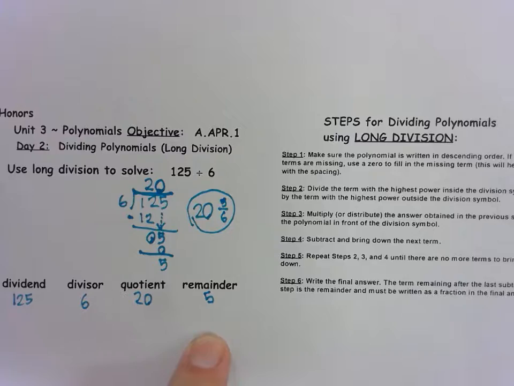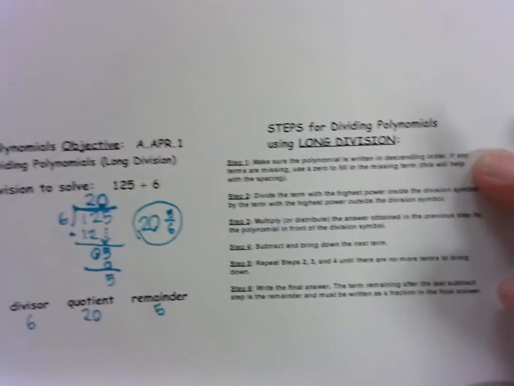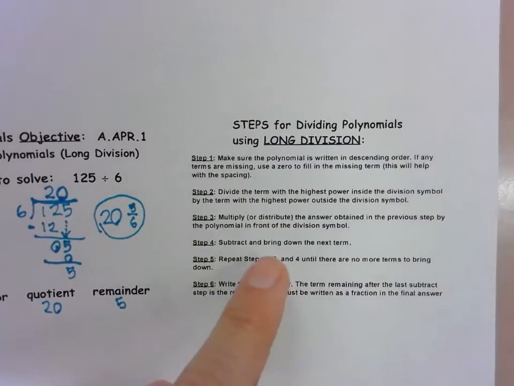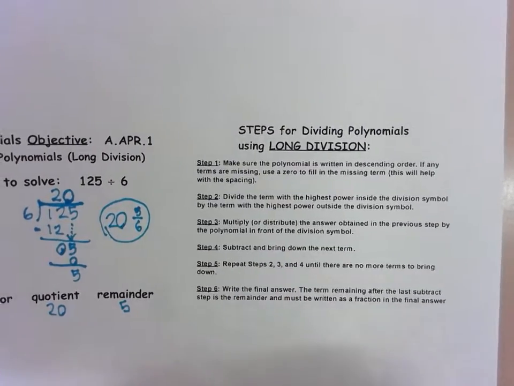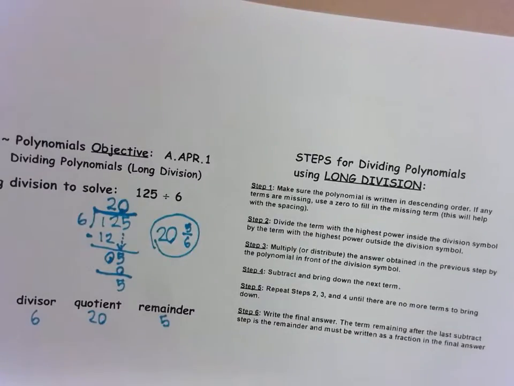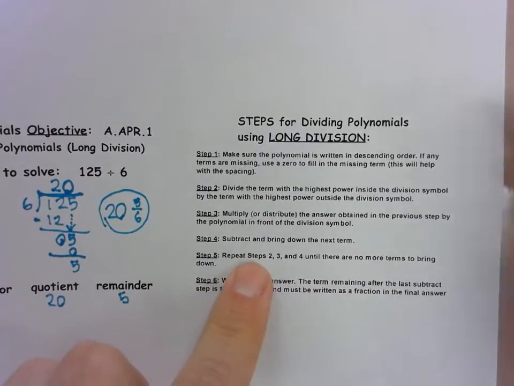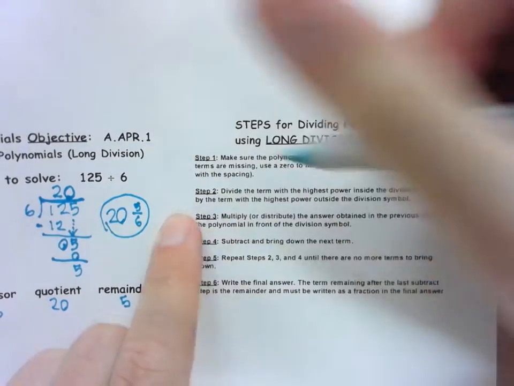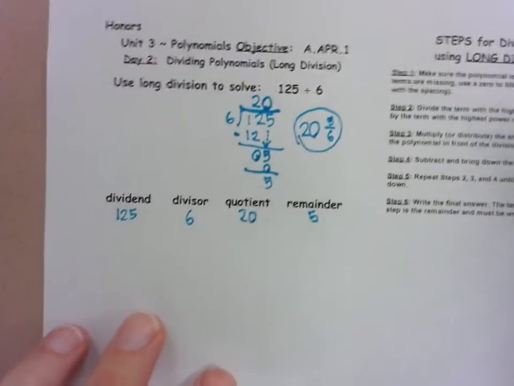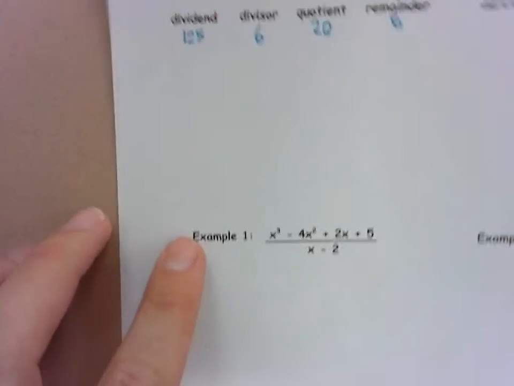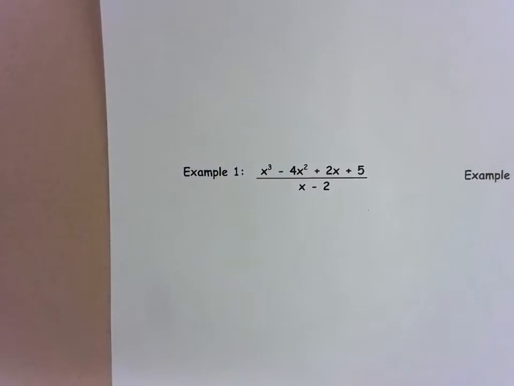Now we have some steps for long division. Let me go over those steps briefly. The first step is to make sure that it's written in descending order. So if we have like the fourth power after the third power, we're going to have to make sure that that's fixed and changed up. Instead of me going through these steps, let me explain to you how to do example 1 and maybe go back and review the steps.